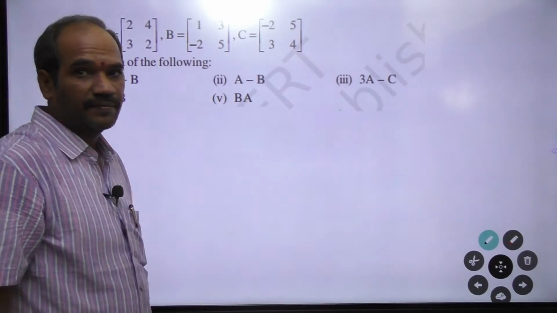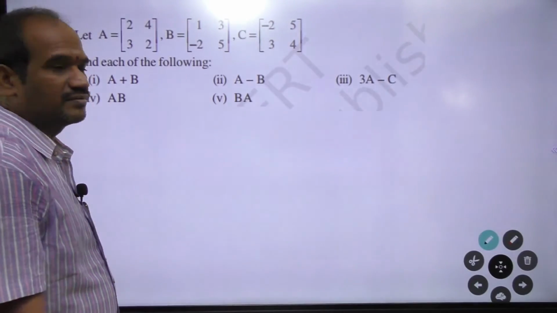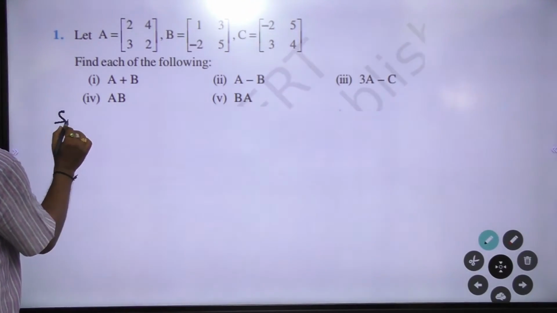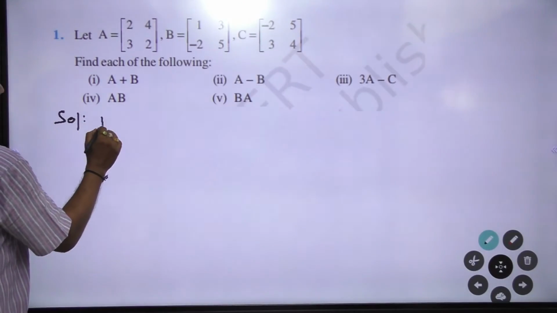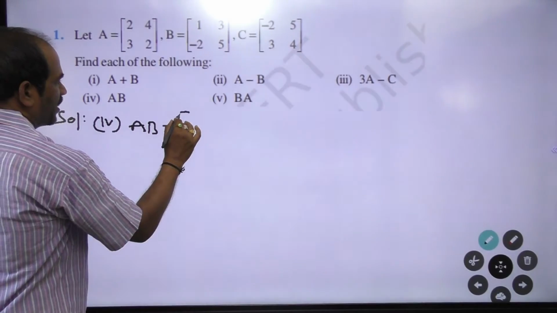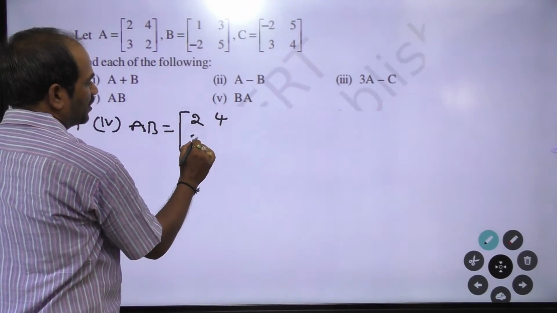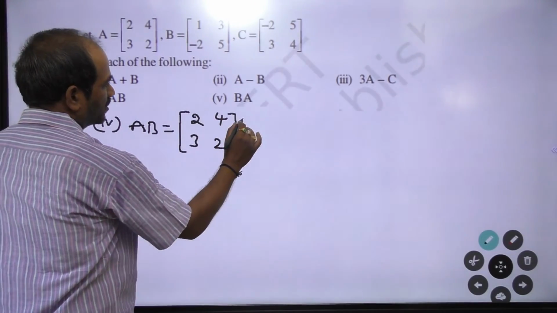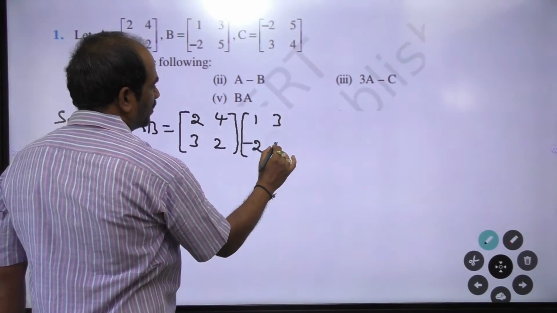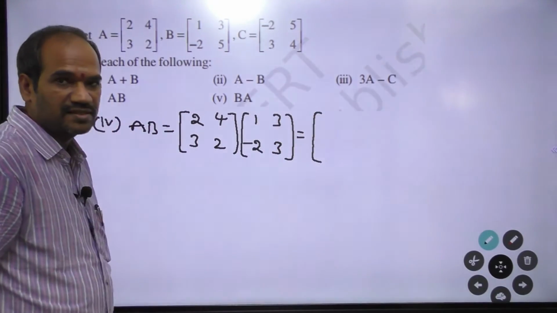First we calculate AB. AB is equal to the A matrix, [2, 4; 3, 2], times the B matrix, [1, 3; -2, 3].